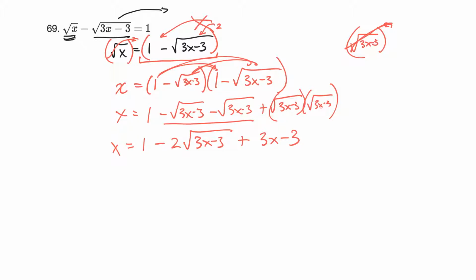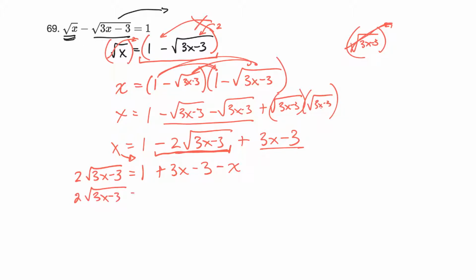Now I have another radical that I'm going to need to isolate. Now it's negative on this side, so why don't I pop it over to the other side and make it positive, is equal to, and now I'm going to leave the 1 there. I'm going to leave these guys here, plus 3x minus 3, and I'm going to move this x to the other side and make it negative. Okay, so I have 2 root 3x minus 3 is equal to 3x minus x would be a 2x, and 1 take away 3 would be a negative 2.